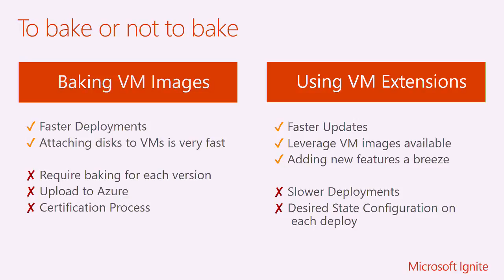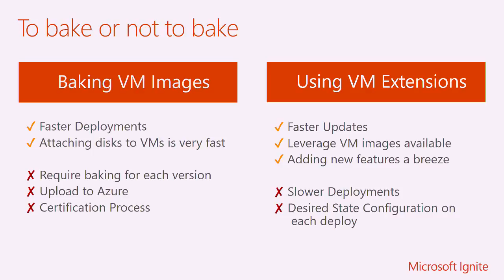So there are some benefits to pre-baking. You get faster deployments. Attaching disks is very, very fast. But they're obviously less flexible, and every single time you want to use a new image, you have to upload it to a staging environment. It has to be approved by Microsoft. They have to give it the thumbs up, so you're not doing anything nefarious. And once that's all done, then you can start using that image.